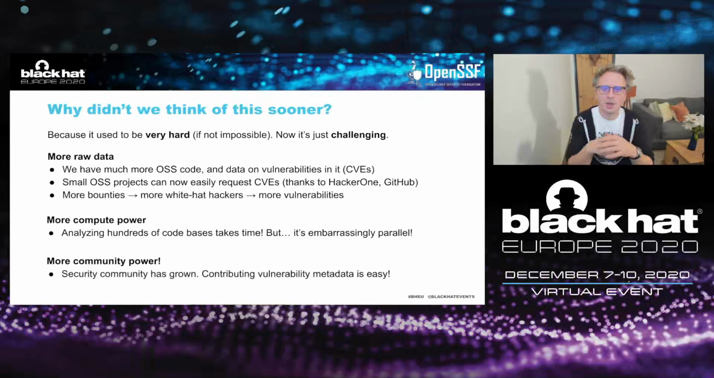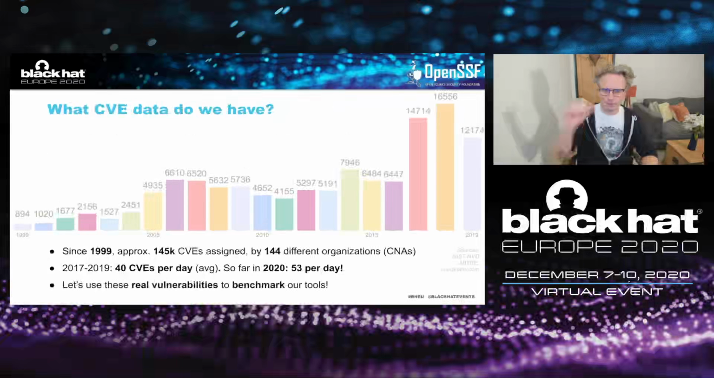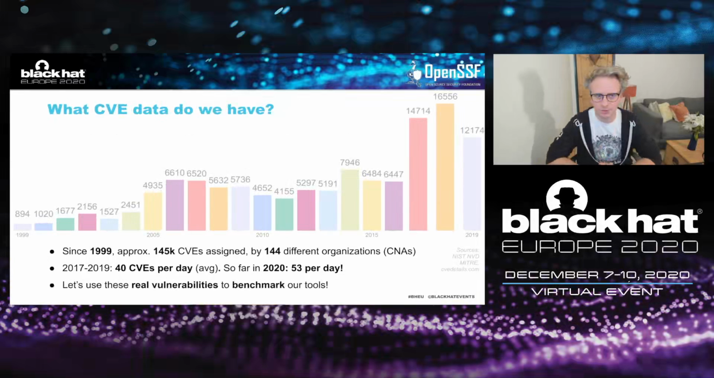Last but not least, we have more community power. The security community has grown massively in the last couple of years. And it's very hard for people to collaborate on a single vulnerable synthetic code base. But it's a lot easier for all of us to contribute metadata on different CVEs. So let's have a look at the data for CVEs. I mean, I could fill a whole Black Hat talk with just patterns in CVE data, but let's not do that. Let's have a look at the overall picture.